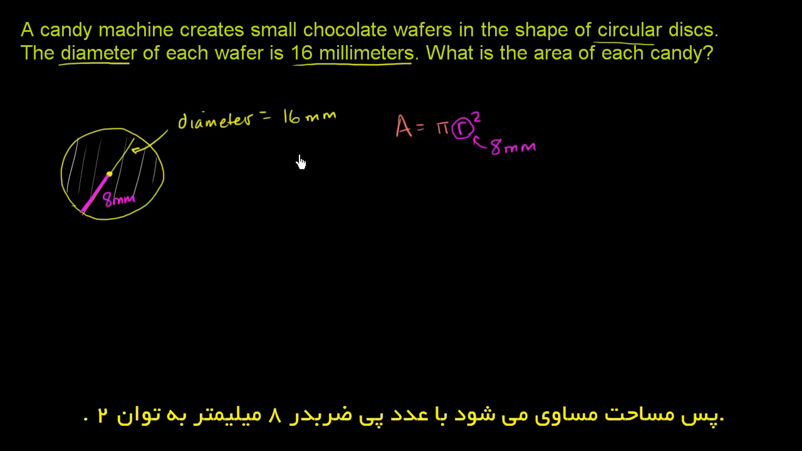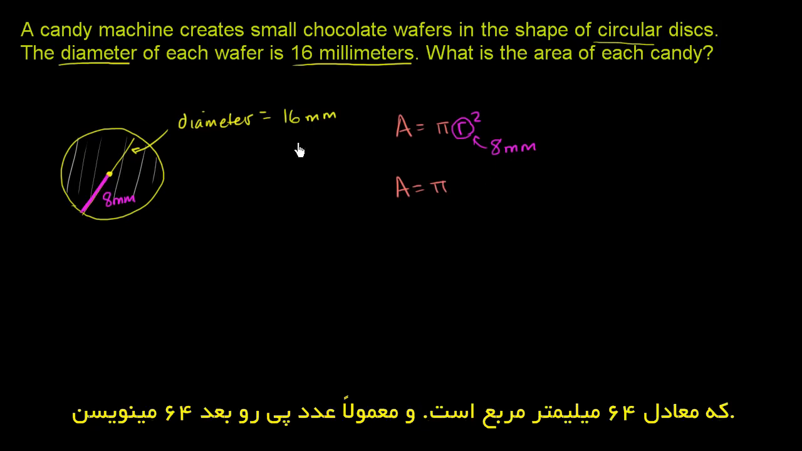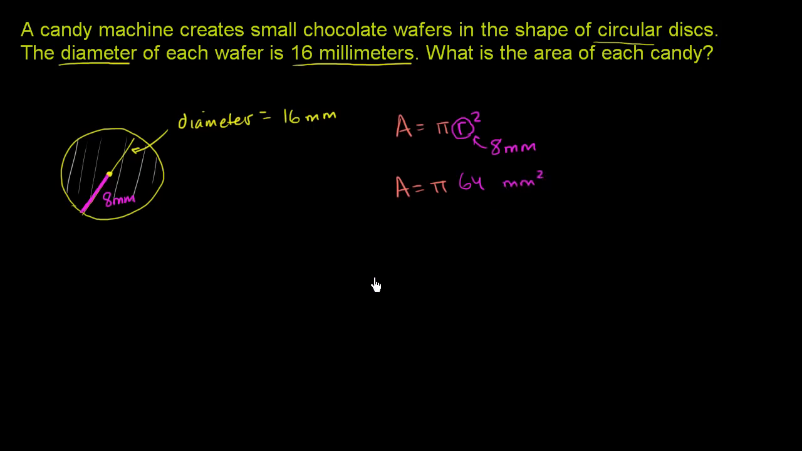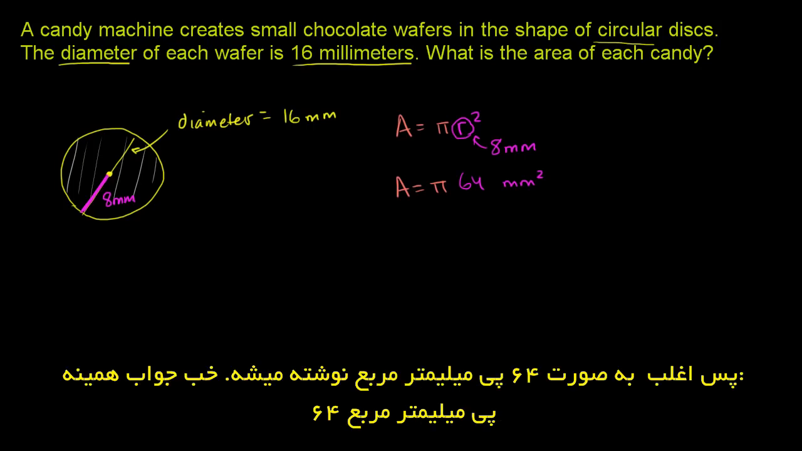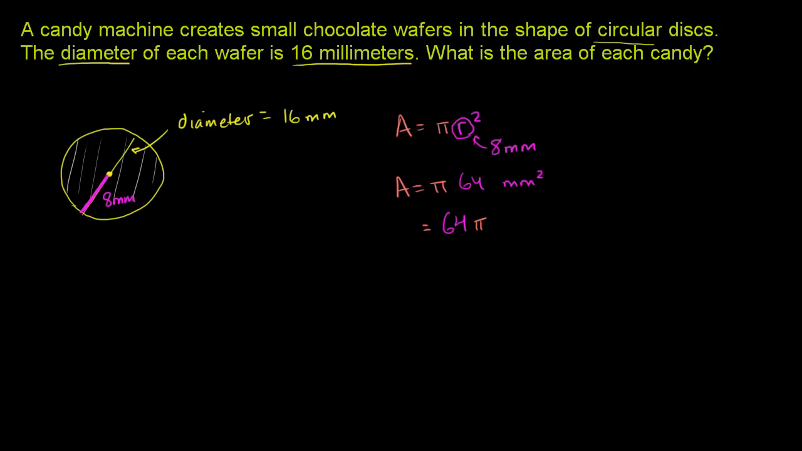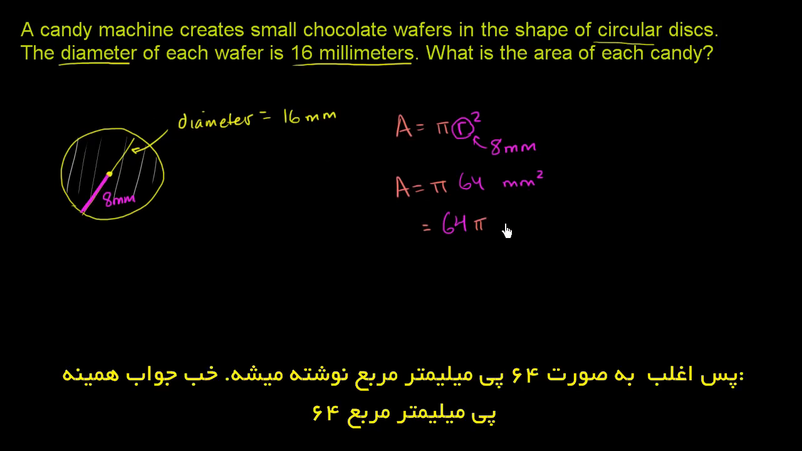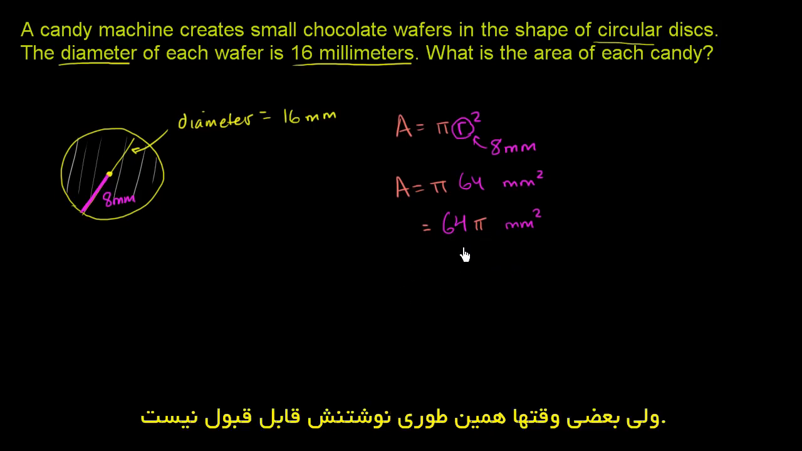So the area is going to be equal to pi times 8 millimeters squared, which would be 64 square millimeters. And typically this is written with pi after the 64. So you might often see it as 64 pi millimeters squared. Now, this is the answer, 64 pi millimeters squared, but sometimes it's not so satisfying to just leave it as pi.